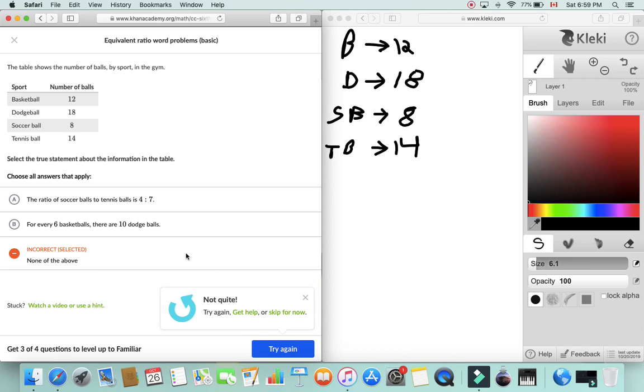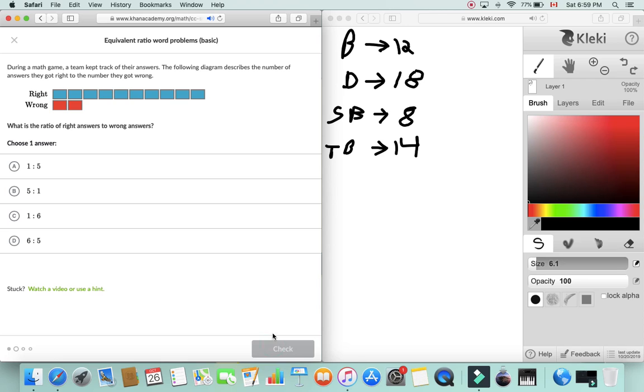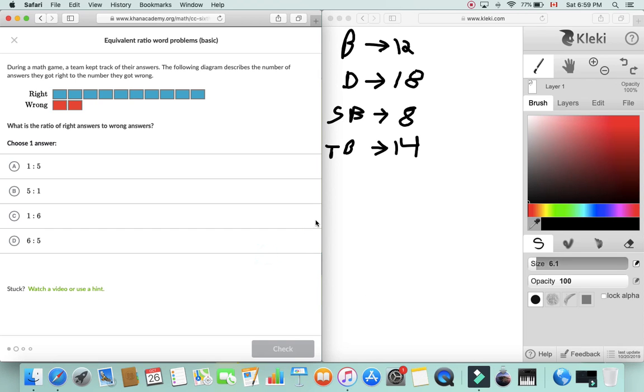Wait. No! I forgot. You can divide this by 2. Oh, so that's the answer. No, I messed it up. Well, I did say I'll get some wrong. I didn't see that. It got me. Damn it.